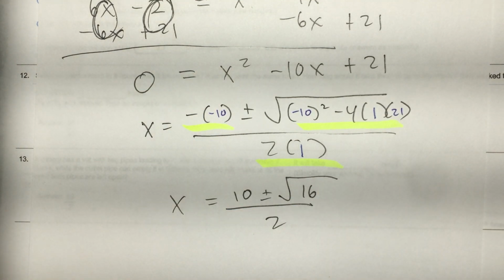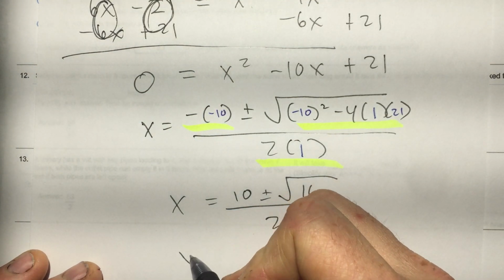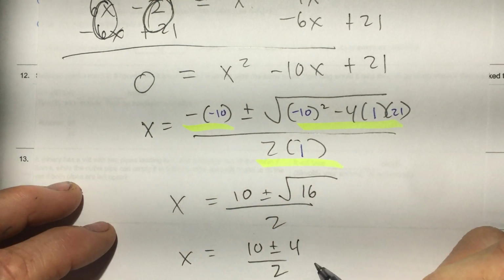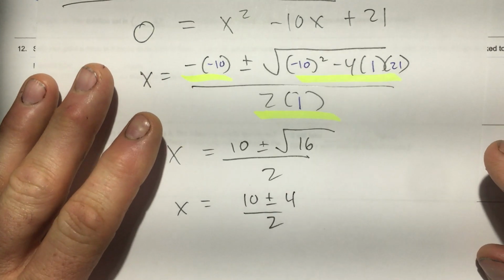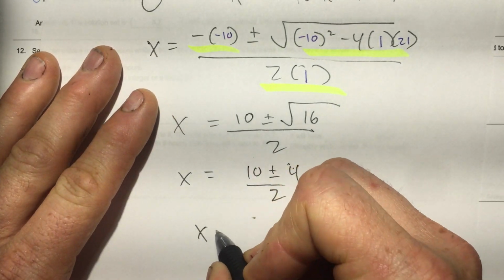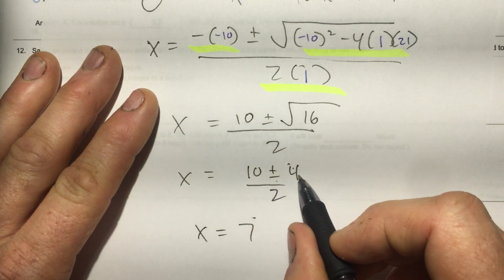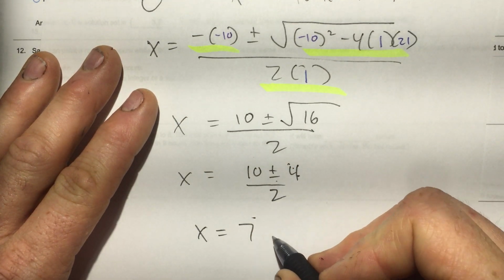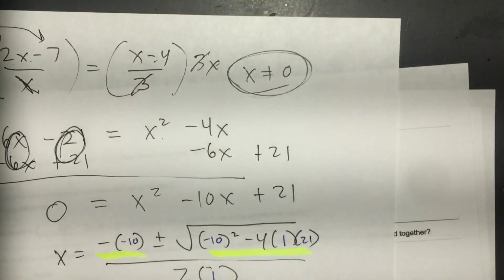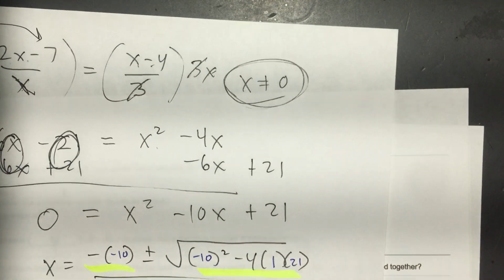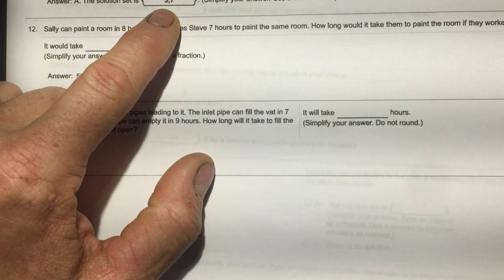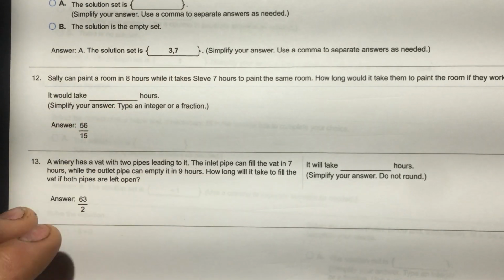Now we look at our radical, and the square root of 16 is 4. So this is going to be 10 plus or minus 4 divided by 2. Okay. Now 10 plus 4 is 14. 14 divided by 2 is 7. 10 minus 4 is 6, and 6 divided by 2 is 3. So here's my 2 answers right there for x, 7 and 3. And of course, x couldn't be 0, so we're good as far as that concerns. And that's why we have 7 and 3 as our 2 solutions.